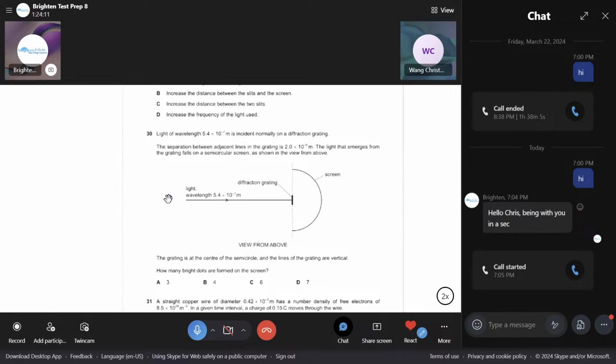So I set theta to 90, and the separation times sine 90 equals n times the wavelength. Sine 90 is 1, so separation equals n times wavelength, so n equals separation over wavelength. So it's 2 times 10 to the power negative 6 over 5.4 times 10 to the power negative 7, and it would be 20 over 5.4.